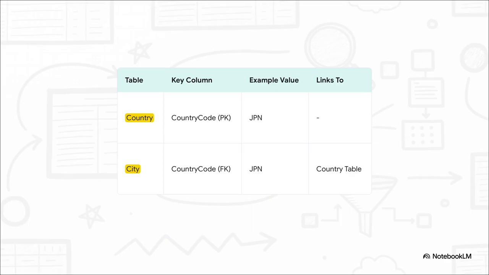And this is a perfect example of how that works. In the country table, that country code is the primary key. Each one is unique. Now look at the city table. It also has a country code column, but here it's a foreign key.